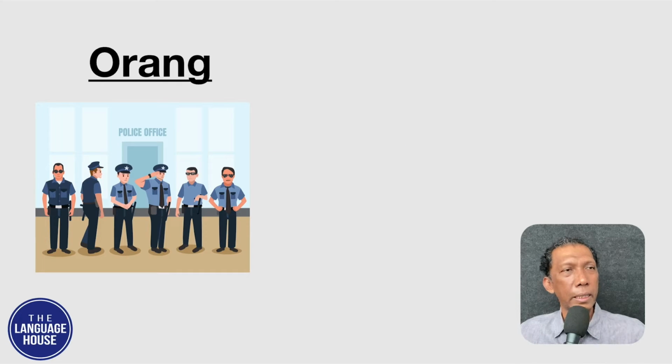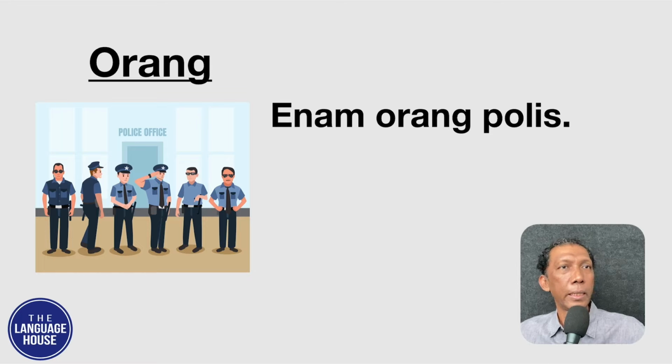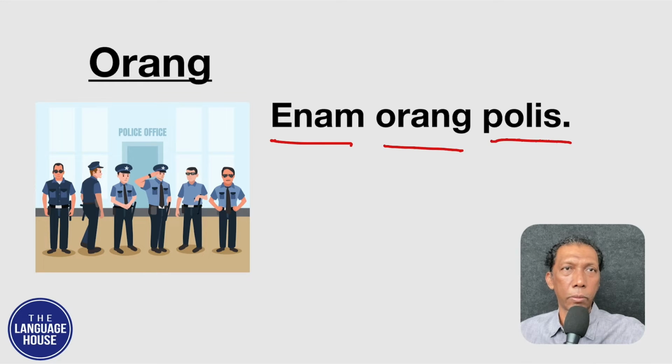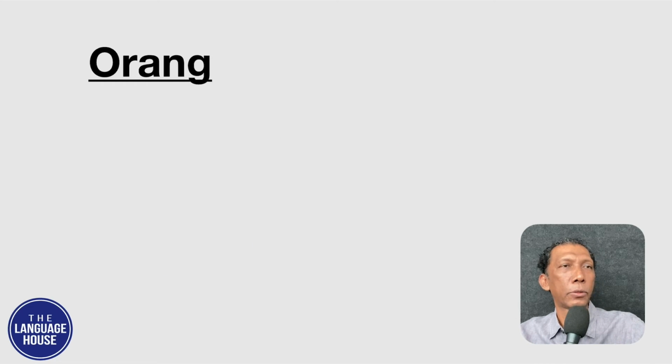Okay, how about this one? These are policemen. In Malay, it's just police. There's no man. In Malay, we just say police. So it is 6 orang polis. So the number, the classifier, and the object. 6 policemen. In English, it's policemen. In Malay, it's just 6 police.